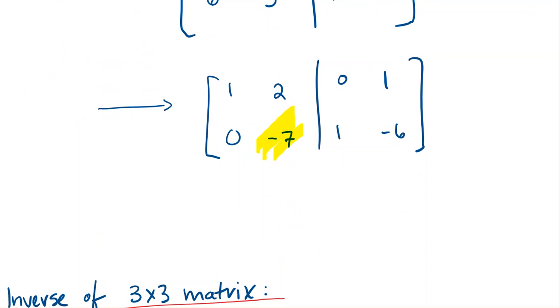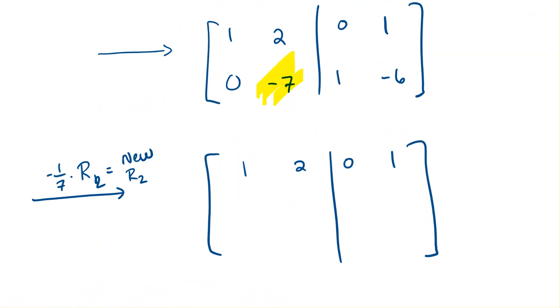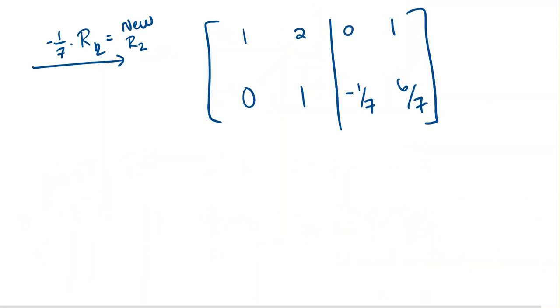Next, we know that we would like to get this to be a 1. We could easily do that just by multiplying by the opposite reciprocal, multiplying by -1/7 here. So let's do that in our next step. So we're going to have -1/7 times row 2 equals our new row 2. So we'll have 0, 1, -1/7, and then 6/7 as the result there.